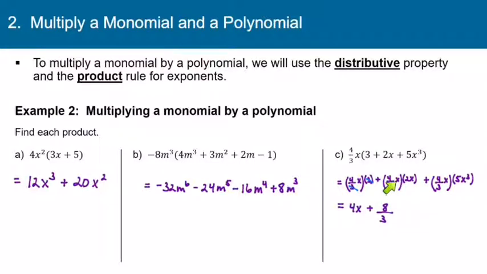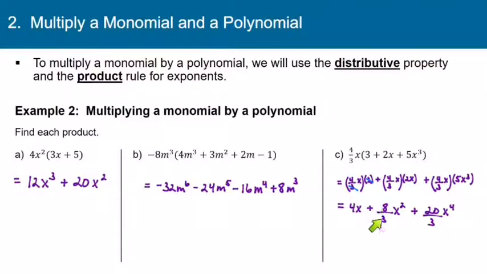And for the variables, x times x is x squared. And then finally we'll multiply these last two monomials together. So again, 4 times 5 is 20. 3 times 1 is 3. And for the variables, x times x to the third is x to the fourth. And so here is our final polynomial.